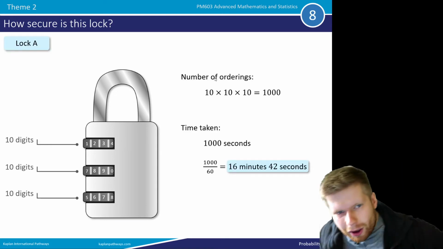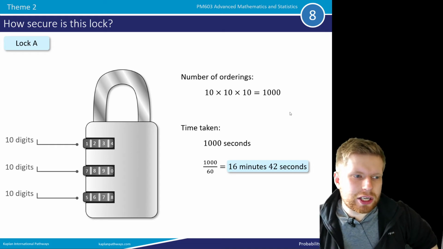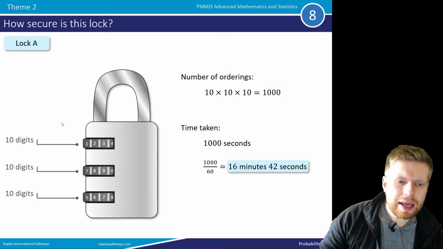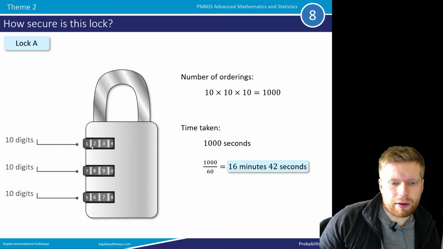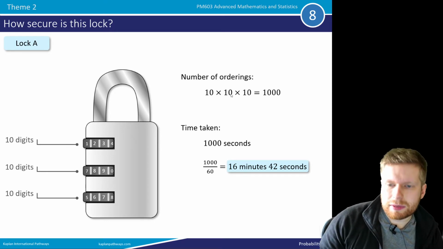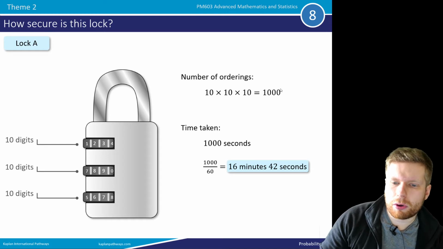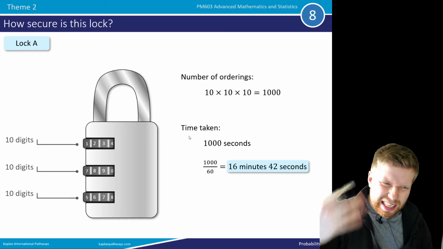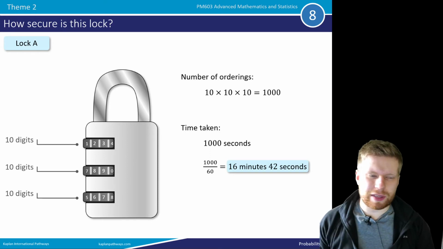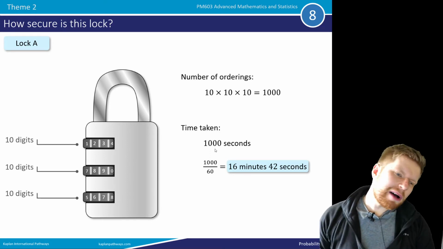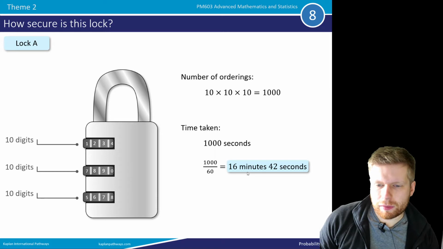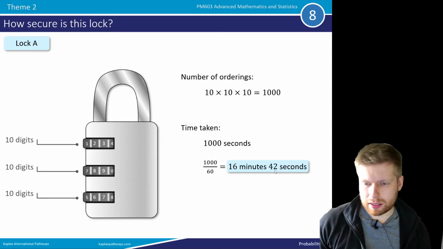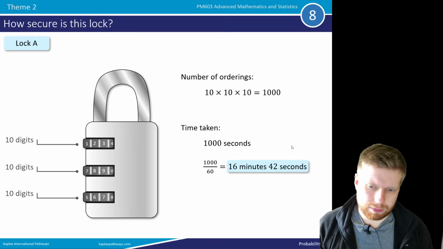Well, if you look at lock A, we've just established that it's going to have 1,000 different possible orderings. You happy? Because there's 10 digits in each position and there are 3 positions. So it's going to be 10 times 10 times 10, which is 1,000 different possible orderings. Now you could say, well, that takes 1,000 seconds. But to give a more meaningful representation of this data, 1,000 seconds you can think of, if you divide by 60, as 16 minutes and 42 seconds. Okay, 16 minutes and 42 seconds, right?